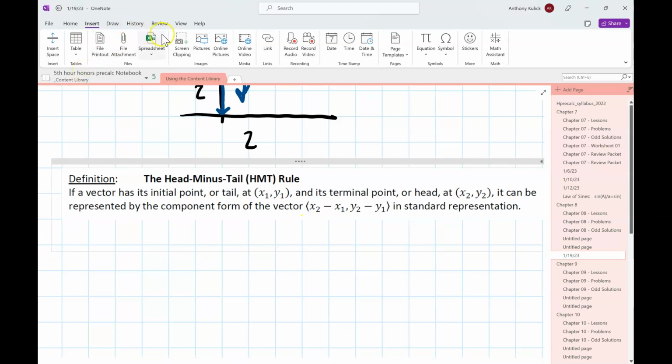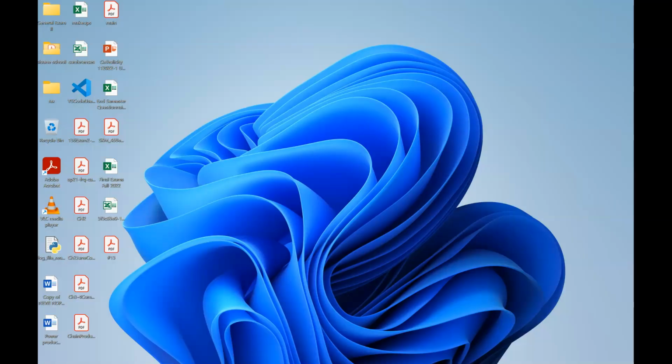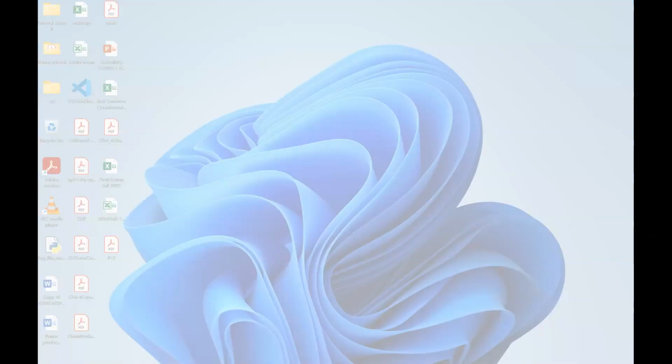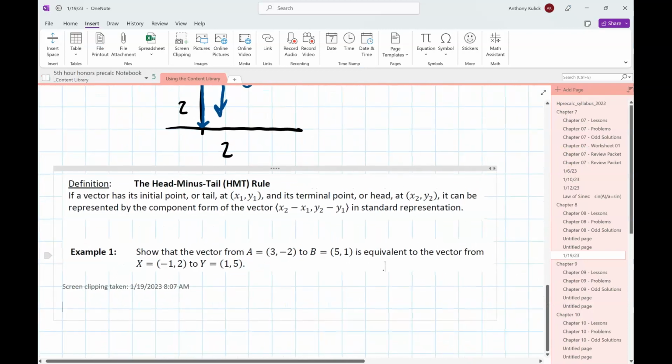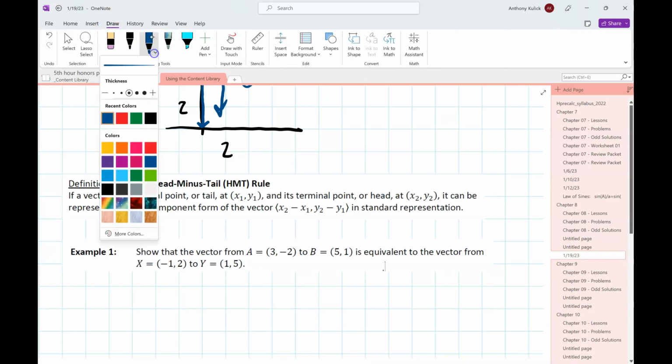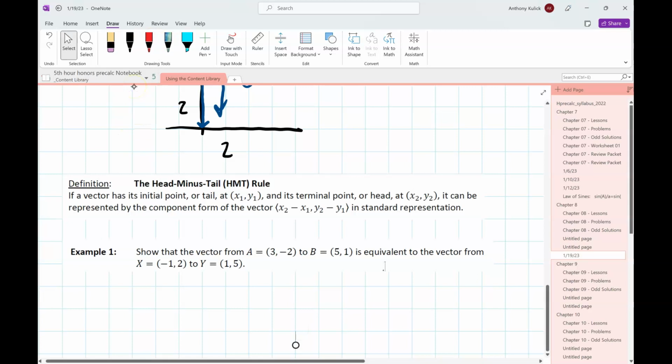So let's drop in an example here that we can do. So here it says, show that the vector from A to B is equivalent to the vector from X to Y.